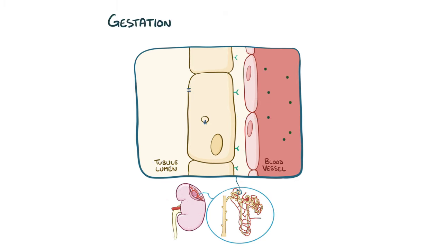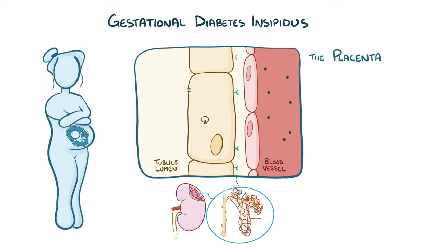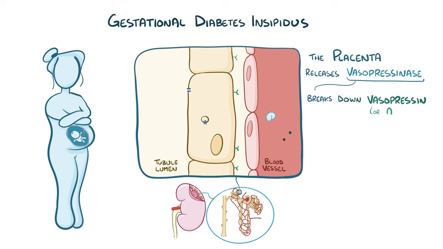The third type is gestational diabetes insipidus, which happens when the placenta of a pregnant woman releases an enzyme called vasopressinase that breaks down vasopressin, or ADH. As a result, ADH might still be produced and released as normal, but it doesn't get to exert its full effect on the blood vessels or kidneys.